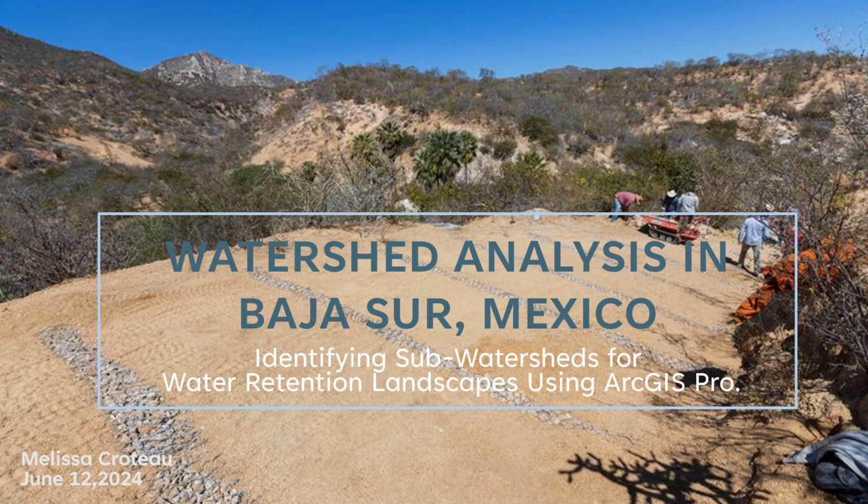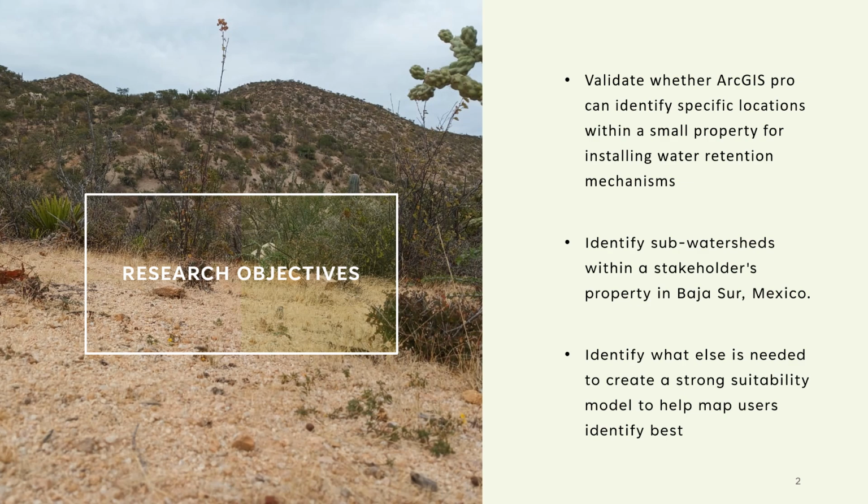My research question was whether ArcGIS Pro can identify specific locations within a small property for installing water retention mechanisms in a degraded arid landscape. The goal was to use hydrological spatial analysis toolsets to identify the sub-watersheds within a specific boundary. A rancher in San Blas, Mexico, offered up his land as the designated pilot site for this project, and the objective is to use these results to prepare his land for future regenerative farming and ecosystem restoration endeavors.